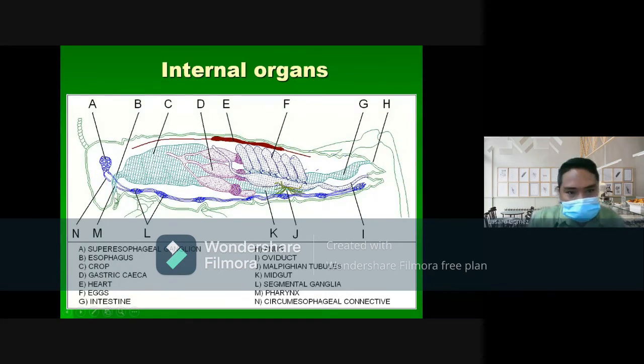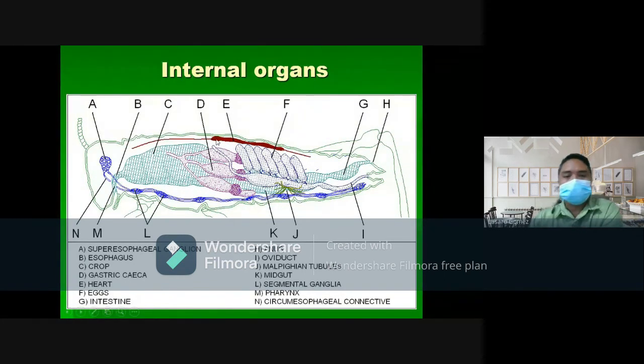Okay, so from its mouth, it goes up to the esophagus, and then the crop. In the crop, it stores its food, just like in a chicken, which eats with its beak and stores the food in its crop. Okay, crop. And then this is also called the gastric ceca of an insect. Okay, gastric ceca.